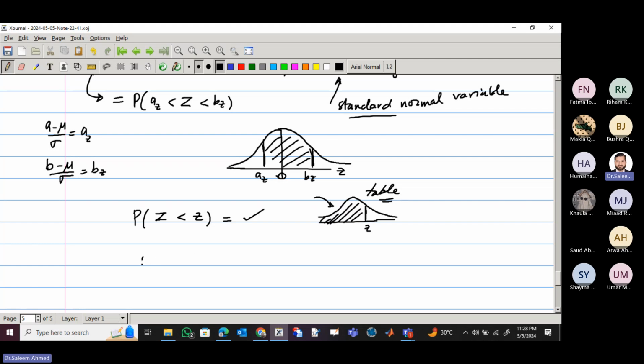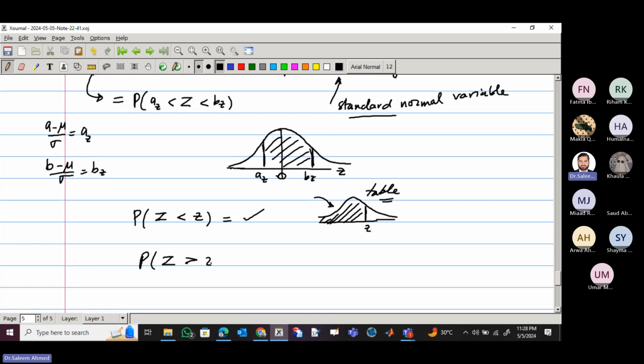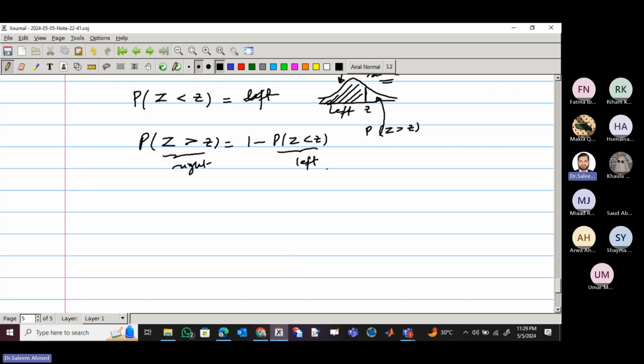If they ask you the probability of Z greater than some number z, on the right side, you cannot find that directly from the table, because the table gives you the left value, the area to the left of z. So for the right, I can find the probability as 1 minus the left, because the total probability is 1. If I subtract the left probability from 1, you will get the probability on the right. So the left probability comes directly from the table, and the right probability is 1 minus left.